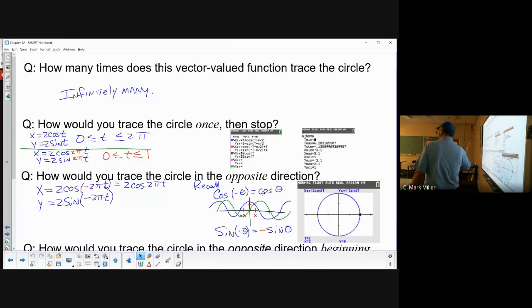So we were playing around. My goal here was to start off: how do you get a circle of any kind? Then, how do you make the circle go the other way? How do you do it once, then stop?